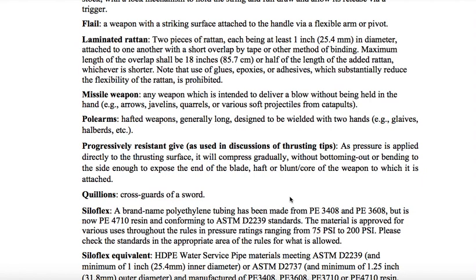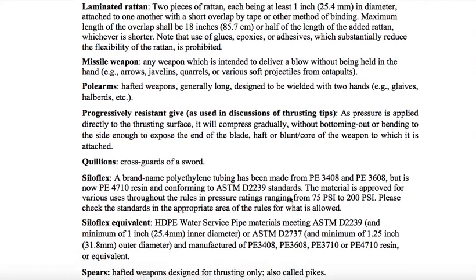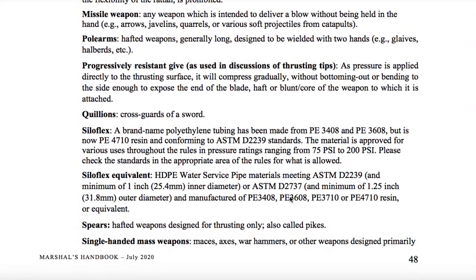Missile weapon. Any weapon which is intended to deliver a blow without being held in the hand, for example, arrows, javelins, quarrels, or various soft projectiles from catapults. Pole arms. Hafted weapons, generally long, designed to be wielded with two hands, for example, glaives, halberds, etc.